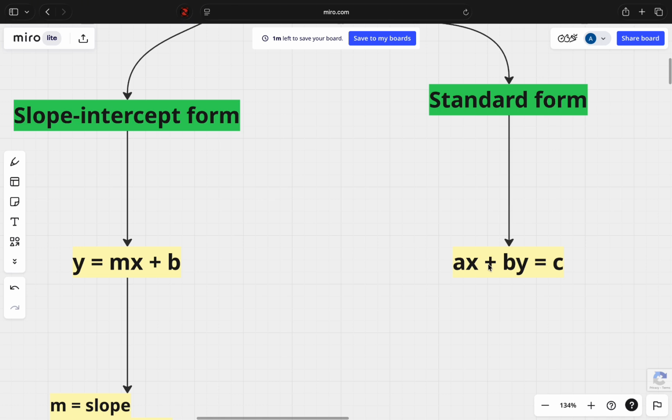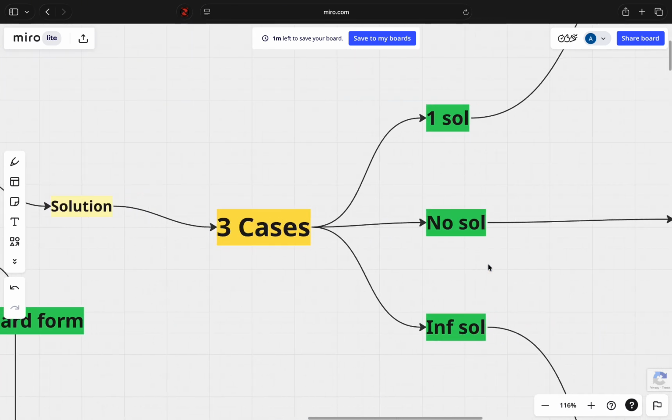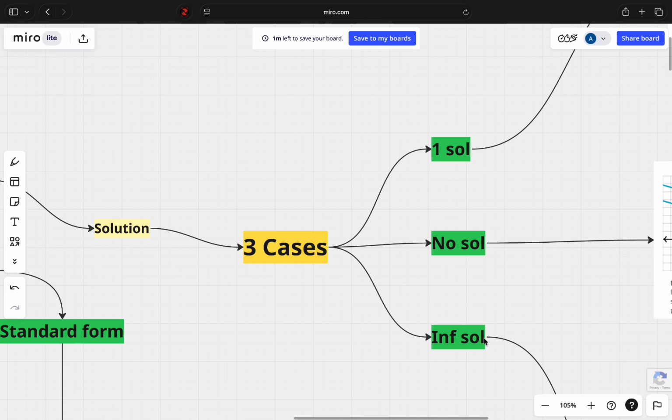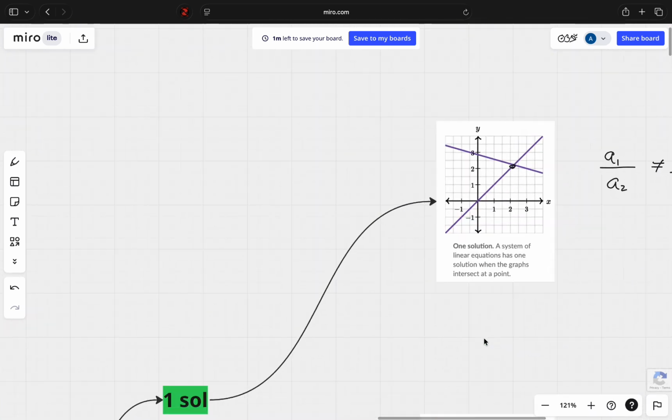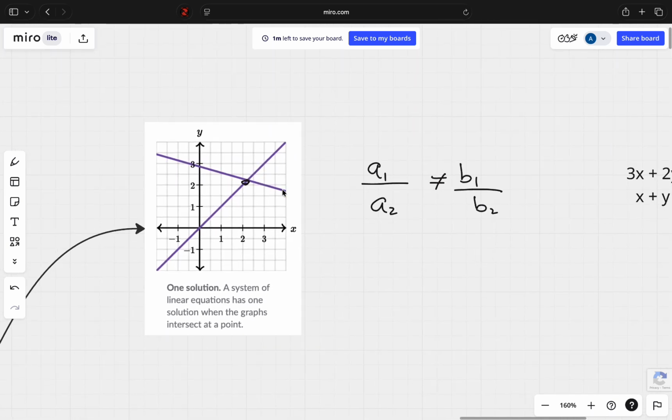That's the standard template. Now, when you're finding the solution, you have three possible cases. Case 1 is that you have one solution, case 2 is no solution, and case 3 is infinitely many solutions. If it's one solution, it's going to look something like this, where the two lines intersect at one point. That's one solution. And if you have it in standard form, this is the formula for that, where a1 over a2 is not equal to b1 over b2.